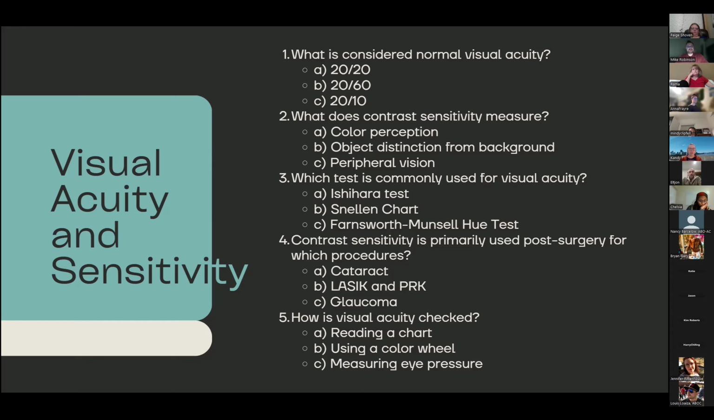And 5, how is visual acuity checked? A, a reading chart, B, using a color wheel, or C, measuring eye pressure?